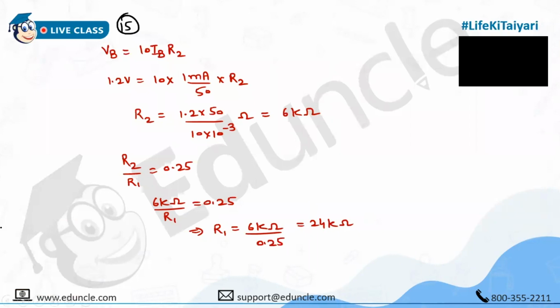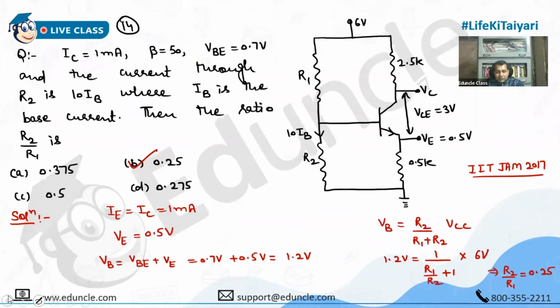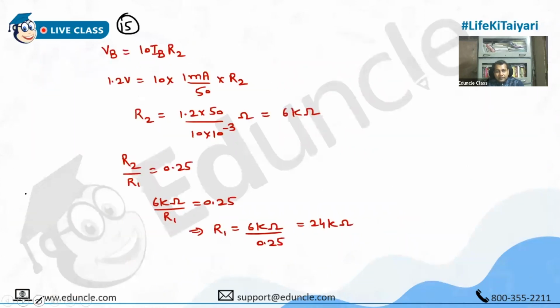Clear? Sir, VB equal to I into R, so R2 is 10 IB, na? R2 is 10 IB, current is 10 IB. How can a resistance be equal to current? Yes, sir, current through R2. That's what I'm taking, na? That's why it is 10 IB into R2. Yes, sir. Current into resistance is voltage. What is the current through R2? It is 10 IB. Okay. Yes, sir.